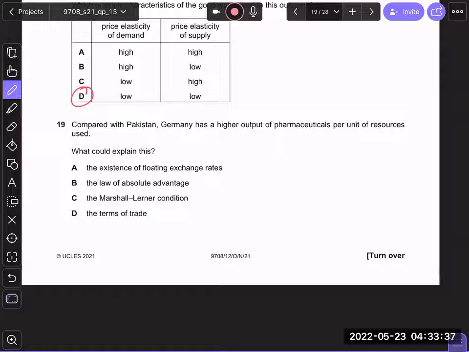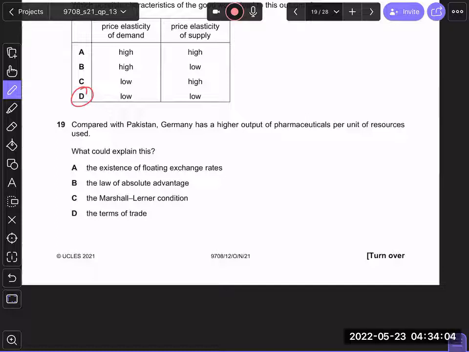Compared with Pakistan, Germany has a higher output of pharmaceuticals per unit of resources. What could explain this? हाँ भाई, मतलब वो ज्यादा प्रोड्यूस कर सकते हैं with lesser resources. The existence of floating exchange rate, the law of absolute advantage, the Marshall condition, the terms of trade. Yeah, it should be the law of absolute advantage.